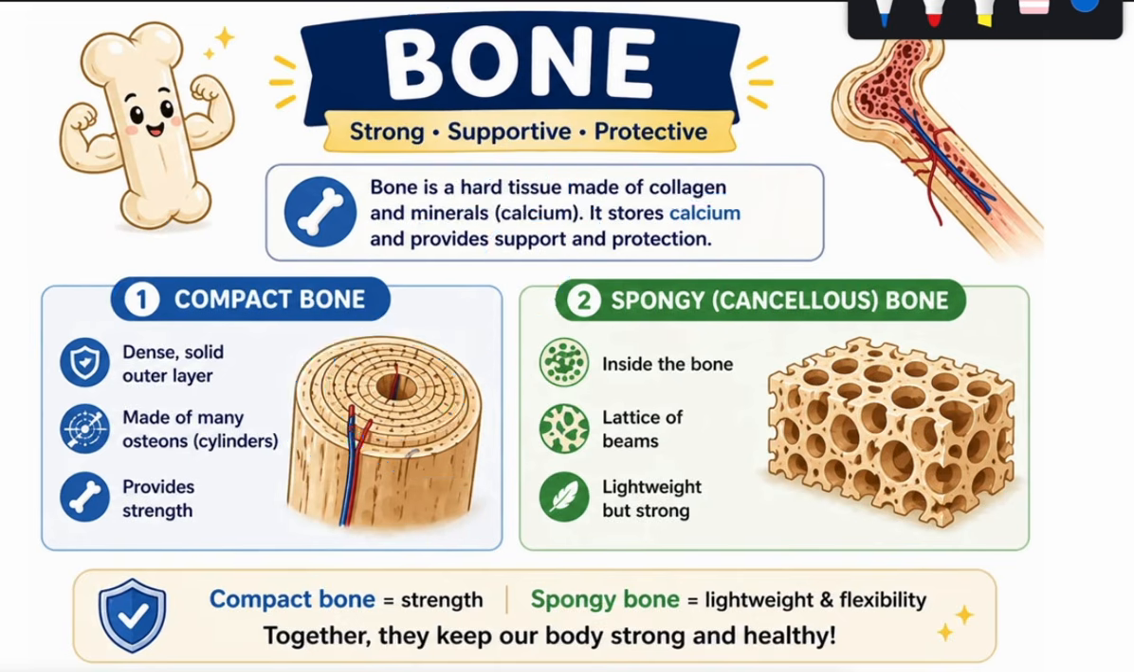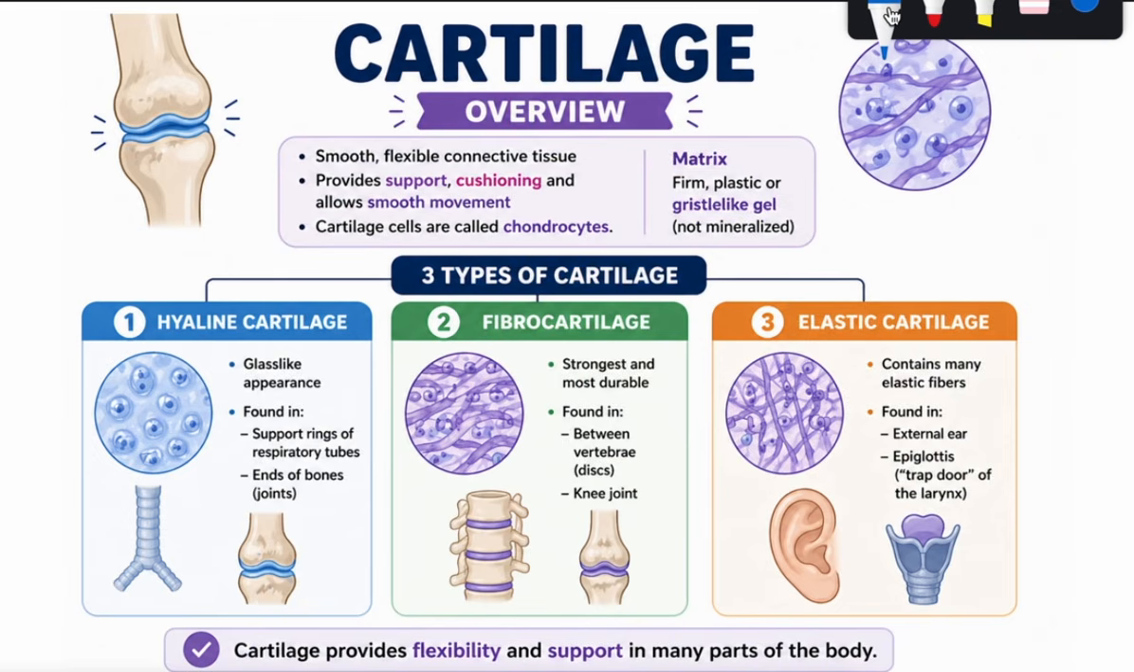And then we have cartilage. Cartilage is smooth, flexible connective tissue. It provides support and cushioning and allows smooth movement. The cells in the cartilage are called chondrocytes, as the name suggests. There are three types of cartilage. How many types of cartilage? Three. First is hyaline, second is fibro, and third is elastic.